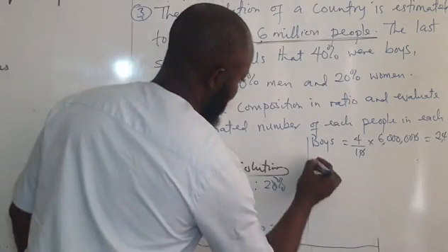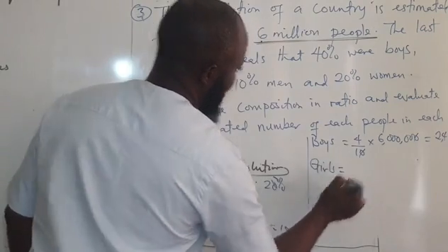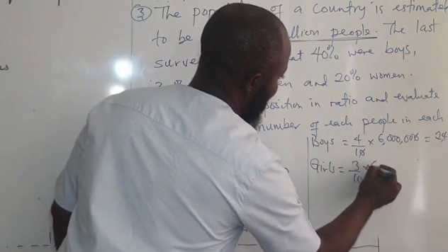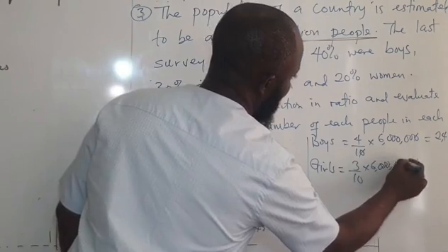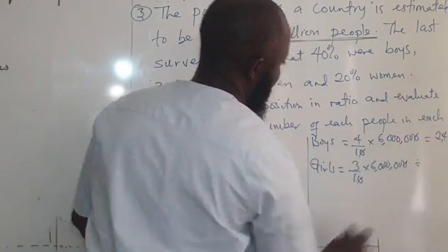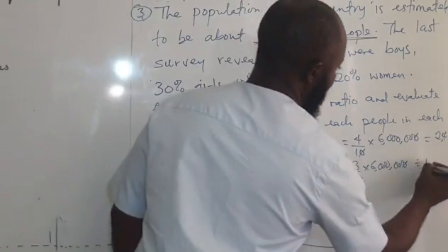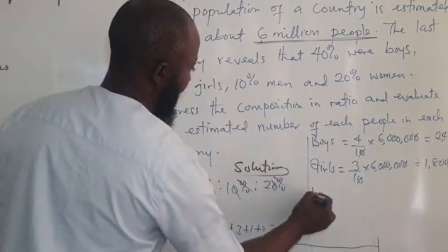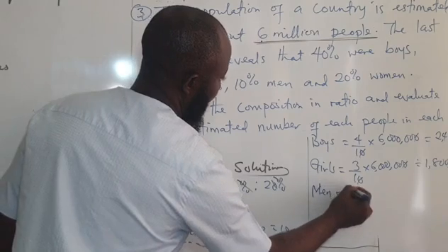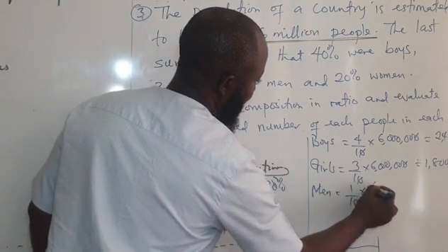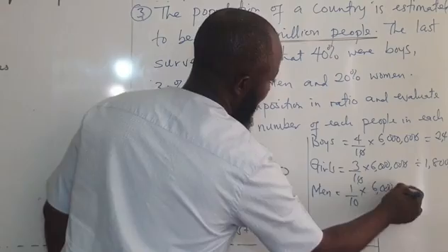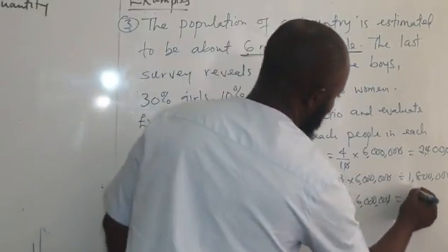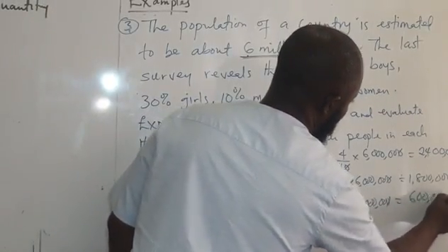Then girls. We do the same thing for girls. For girls, how many? 3. 3 out of 10 multiplied by 6 million. Right? So 0 cancels 0. That is 3 times 6, 18. That is 1.8 million. Then for men, that's 1 over 10 multiplied by 6 million. Right? So 0 cancels 0. That is what? 600,000. So we have 600,000 men in the country.